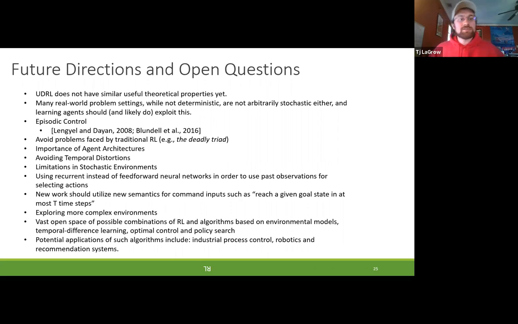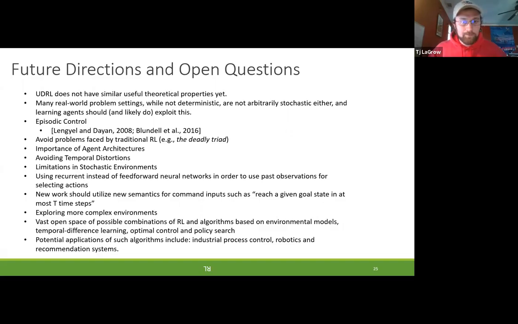Avoiding temporal distortions. As you explore more, you might gravitate to different actions based on this exploration, which can distort some of the gains that you've gotten from previous time steps. Limitations in various stochastic environments, as we saw in VizDoom. It's very difficult because it's high dimensional. And then potentially using more complex architectures, such as a recurrent state instead of a feed-forward neural network, to observe more of the information from past observations and selected actions.